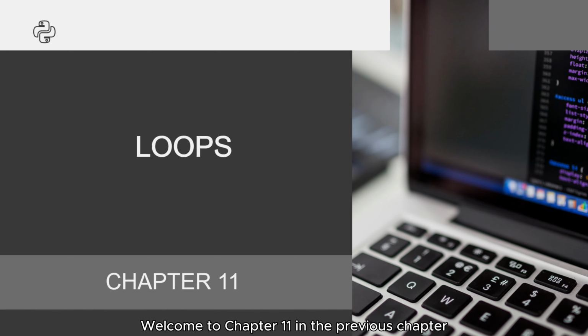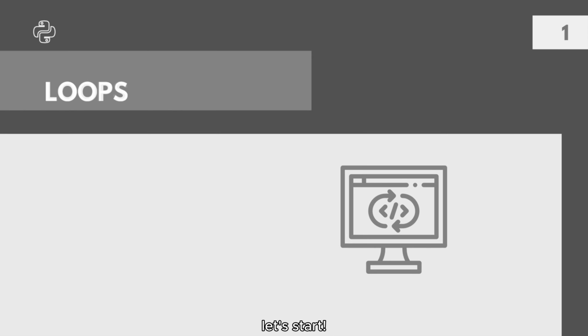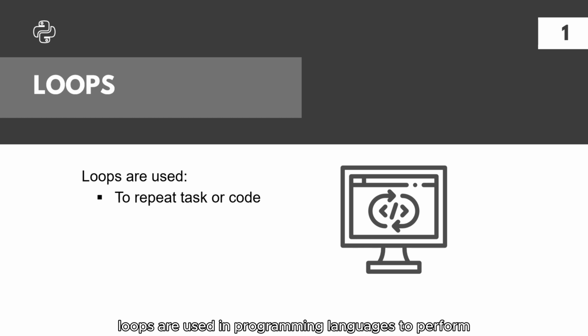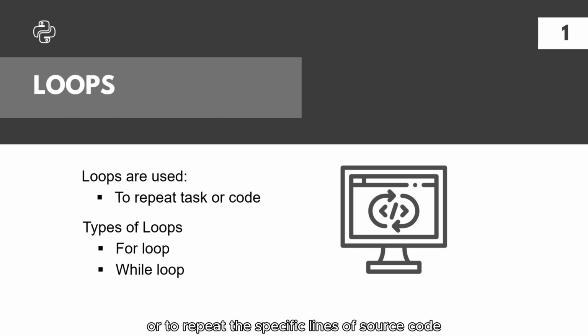Welcome to Chapter 11. In the previous chapter, we studied variants of if conditions to execute certain statements. In this chapter, we will study how we can execute statements a number of times using loops. Let's start. Loops are used in programming languages to perform repetitive tasks, or to repeat specific lines of source code a certain number of times.